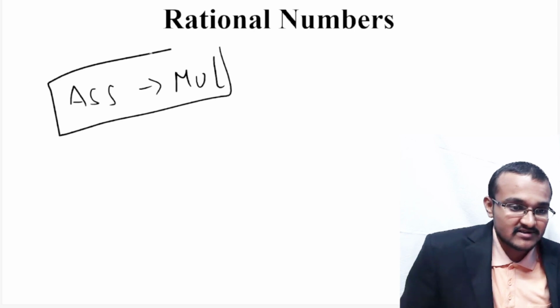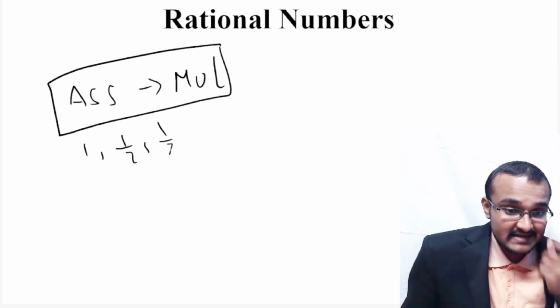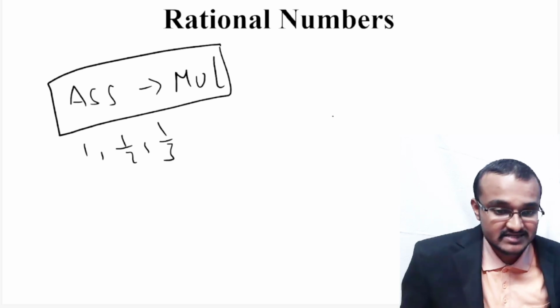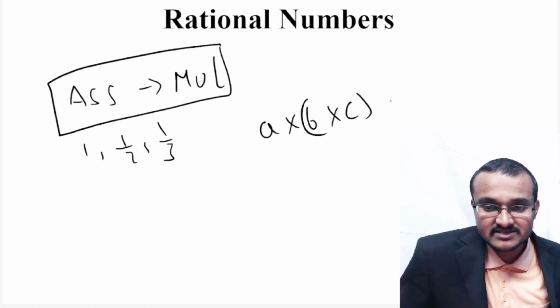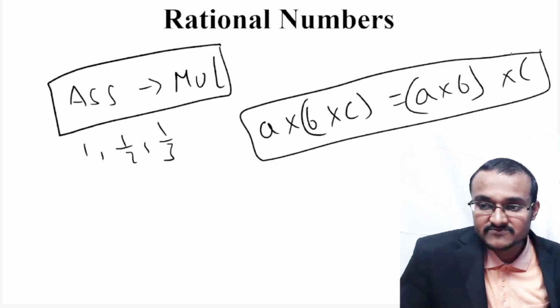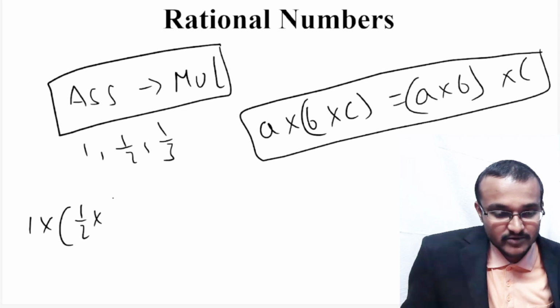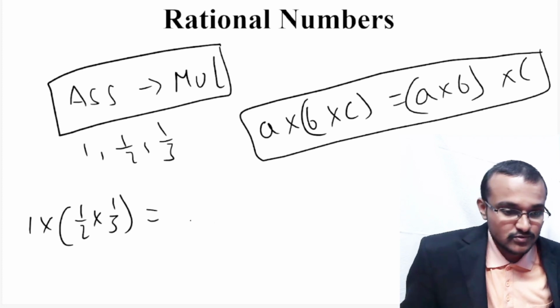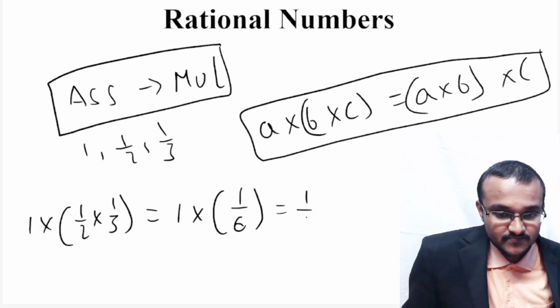So quickly I will just solve this. Let us take 1 by 2 and 1 by 3 as three examples for rational numbers. Here for multiplication it should be a into b into c, where b and c should be inside the bracket, should be equal to a into b of into c. So this particular equation should be satisfied for multiplication. So 1 into 1 by 2 into 1 by 3 will be equal to 1 into 1 by 6. So that will be equal to 1 by 6.